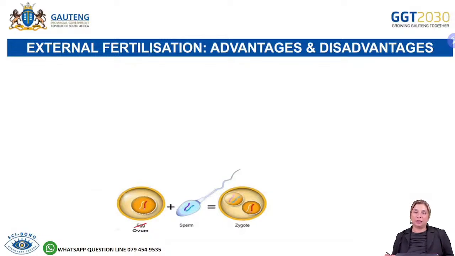I'm going to compare external fertilization with internal fertilization. So, like the name suggests, external, okay? When you see an exit sign, it's the way to go out, isn't it? So, external takes place outside. This fertilization takes place outside the female's body, okay?